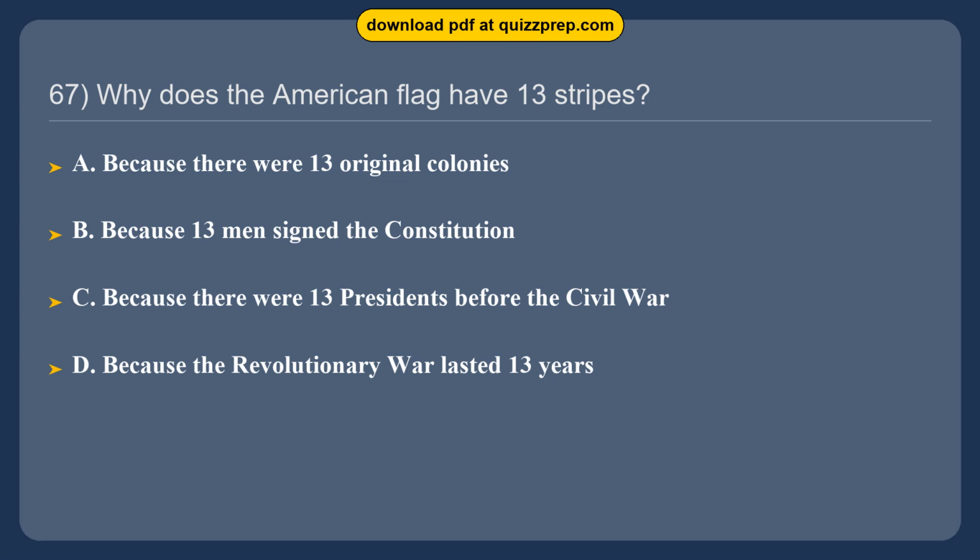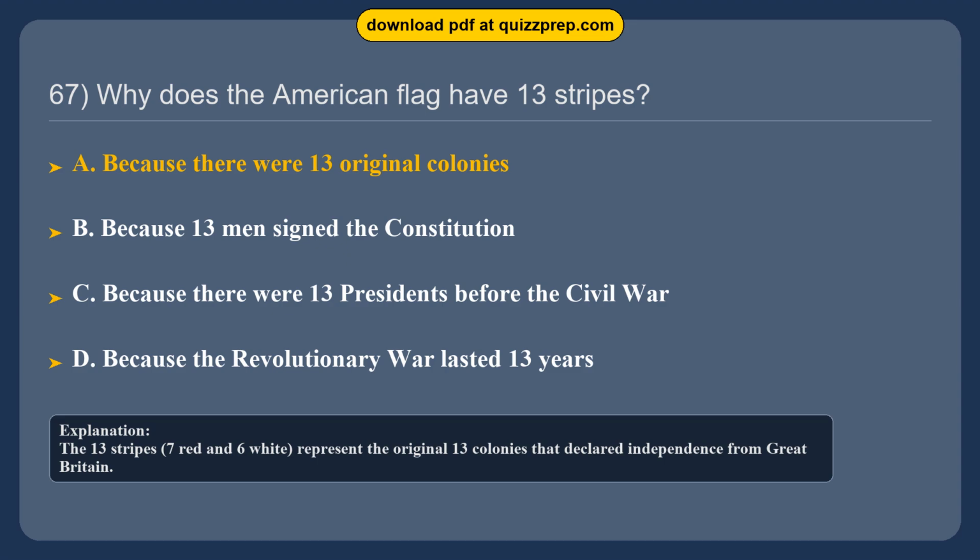Question 67. Why does the American flag have 13 stripes? Option A. Because there were 13 original colonies. Option B. Because 13 men signed the Constitution. Option C. Because there were 13 presidents before the Civil War. Option D. Because the Revolutionary War lasted 13 years. The correct answer is option A, because there were 13 original colonies. The 13 stripes, 7 red and 6 white, represent the original 13 colonies that declared independence from Great Britain.